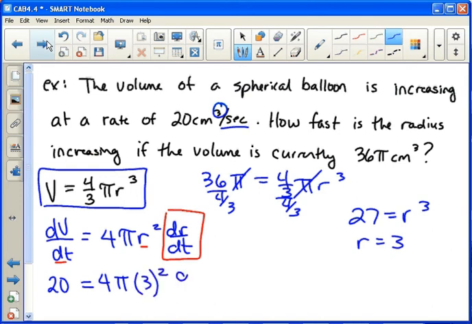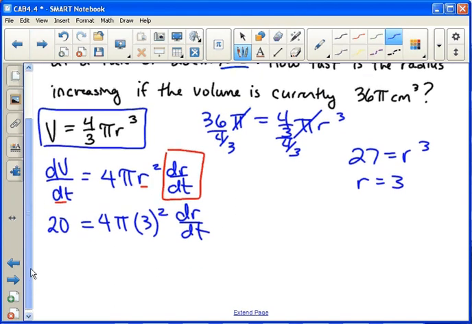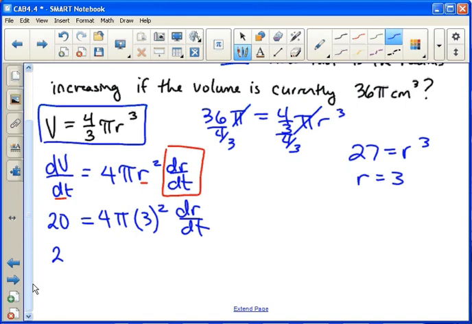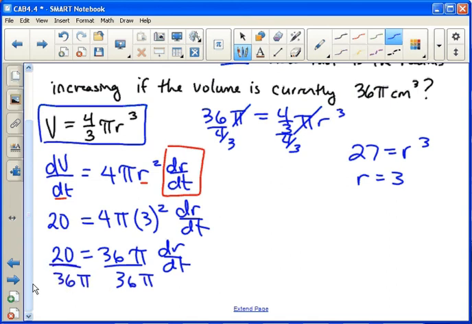Okay, 3 squared is 9, times 4 is 36. And then I just divide the 36 pi over. Please, when you do this, make sure the pi stays in the denominator. It can't just magically float out to the side or up top. It's got to be part of the denominator. 20 and 36 both have 4 in common, so we can reduce that to 5 over 9 pi. And that will be, let's see, what was our units? Centimeters per second. That is how quickly the radius is changing.